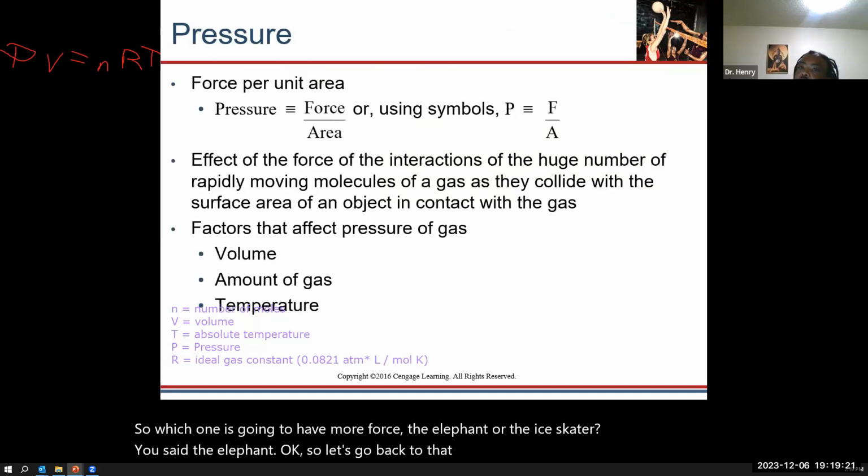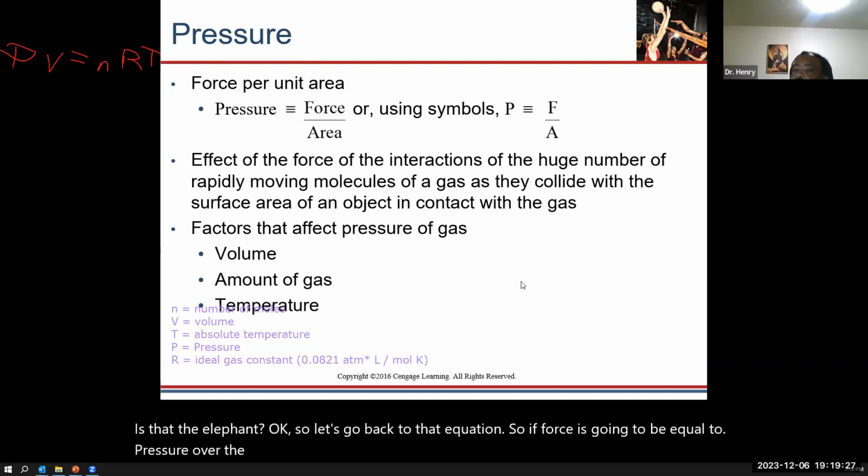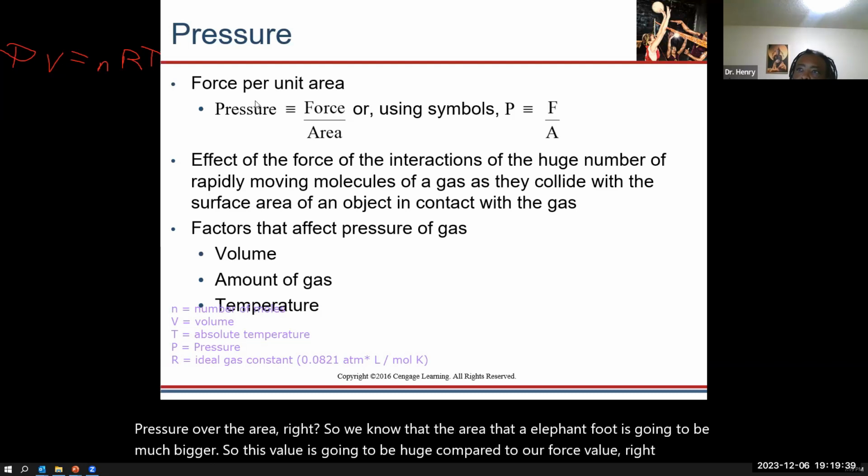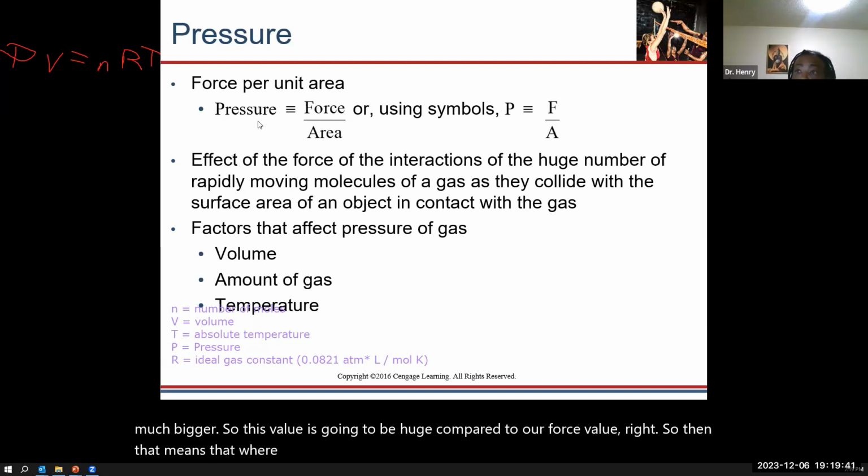So if pressure is going to be equal to force over the area, right? We know that the area of an elephant's foot is going to be much bigger. This value is going to be huge compared to our force value, right? So then that means that our pressure is going to drop down and be smaller because we're dividing by a larger area in the case of the elephant.